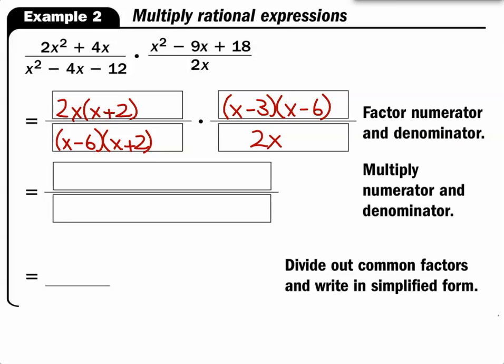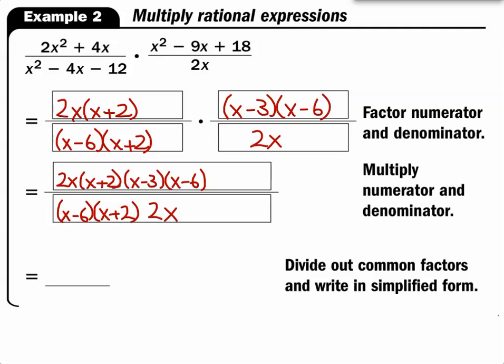Now, it says multiply numerator and denominator. So now let's not get too excited here. All we're going to do is take the first numerator and multiply it by the second numerator. And then for the denominator, take the first denominator and multiply it by the second denominator. That's it.